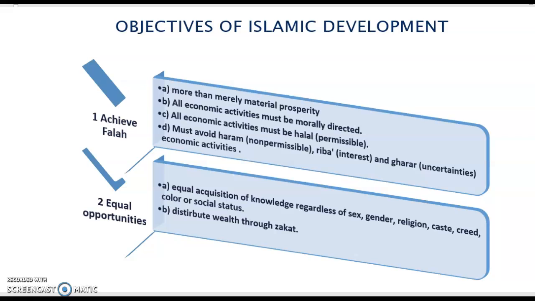In contrast, economic development from the Islamic perspective concerns human welfare, where it follows Islamic values from the Quran and Sunnah. So the concept is broader than conventional economics because it covers spiritual, moral, environmental, social, and also technological dimensions.